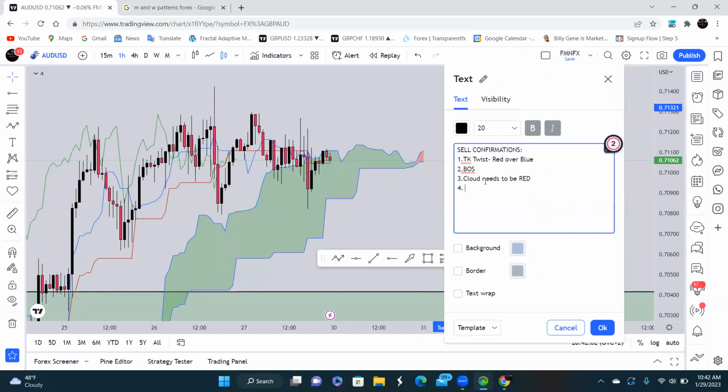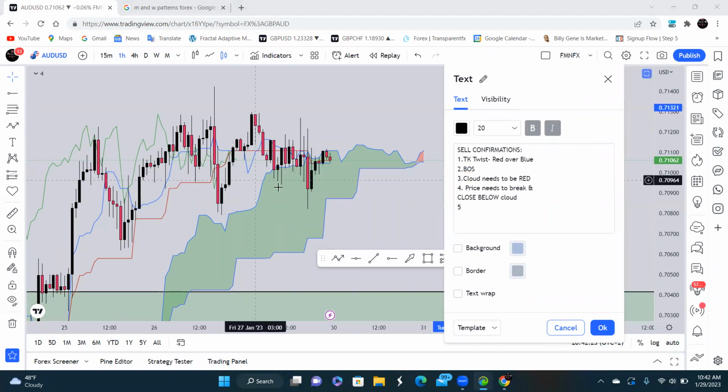Step 4. What do we need for step 4? Price needs to what? Break and close. Thank you. And close below the cloud. And of course, we can't forget that odd man out, that guy, Mr.